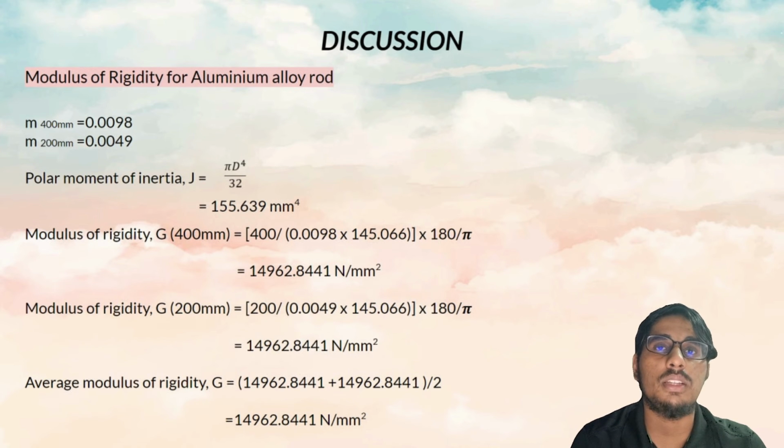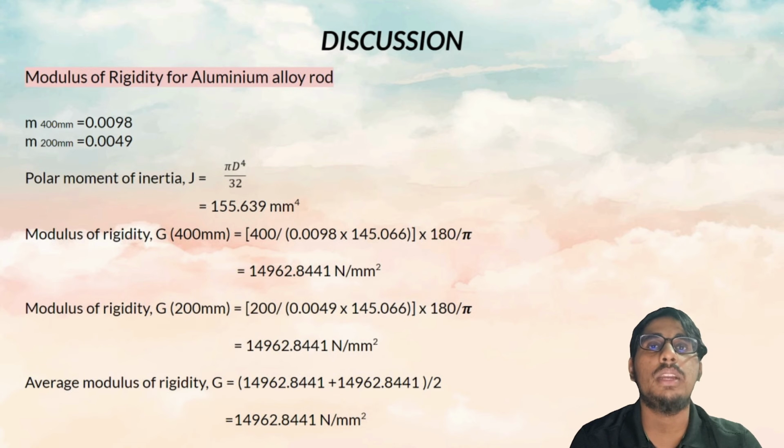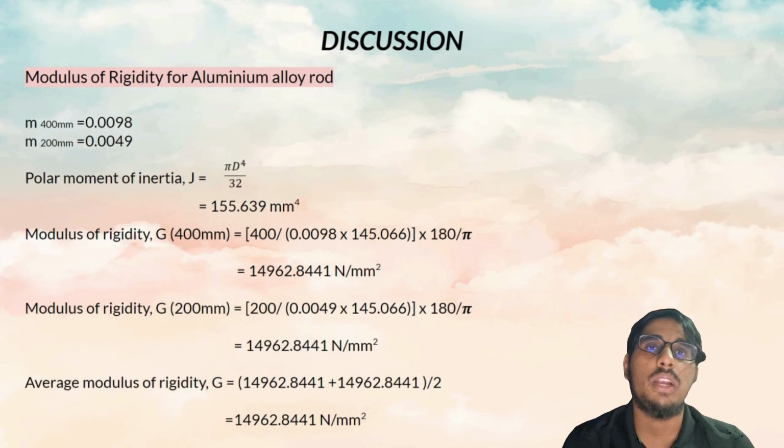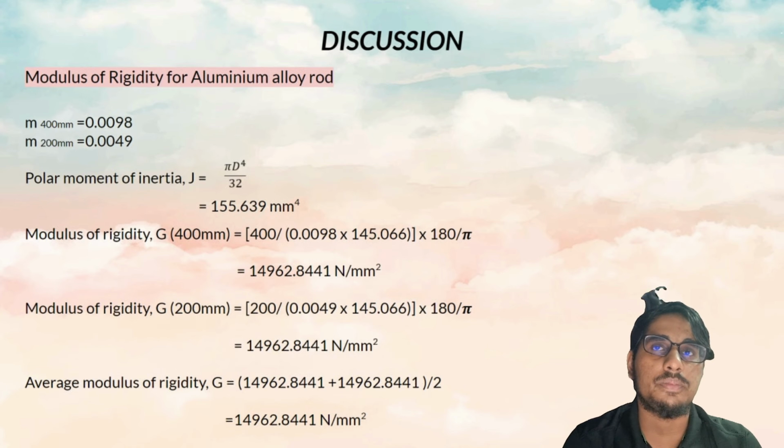So for 400 mm, the modulus of rigidity is 14,962.8441 and the modulus of rigidity for 200 mm is 40,962.8441. So now we have to find the average modulus of rigidity among them. The modulus of rigidity for 400 mm and for 200 mm are summed up and divided by 2, and the average modulus of rigidity is 14,962.8441 Newton per millimeter square.